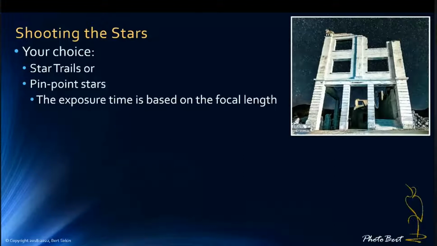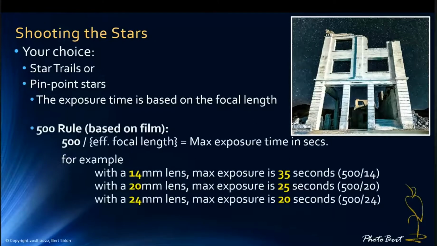The first method I'm going to talk about, I don't recommend you use, but I want to tell you about it because you've probably heard about it. You'll probably read a lot about it. It's wrong. It's called the 500 rule. It's based on film. When we shot film, we used to use the 500 rule, but it doesn't apply to digital cameras, which are much higher resolution now.